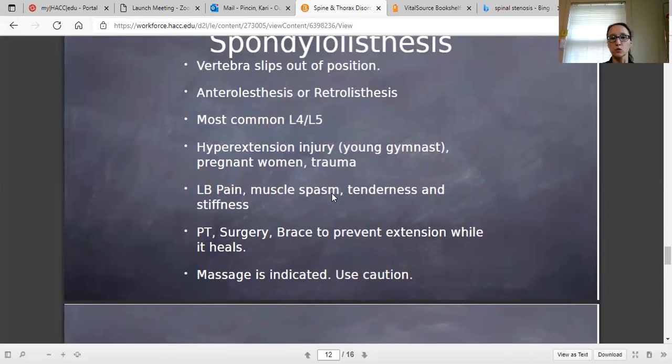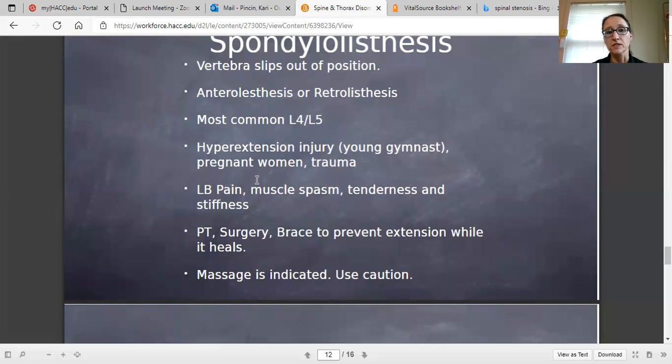So what happens really, it's mostly an injury, okay? Hyperextension injury in young gymnasts. So, you know, they're doing things like back bends and a bone slips out of place, because when you're young, you're actually much more mobile. Trauma, sure, kind of accidents, injuries, falling, car accidents can cause this. It can occur in pregnancy with excessive weight on that lumbar spine.